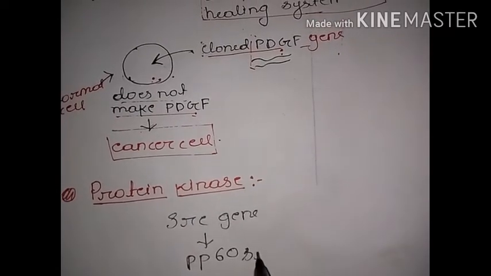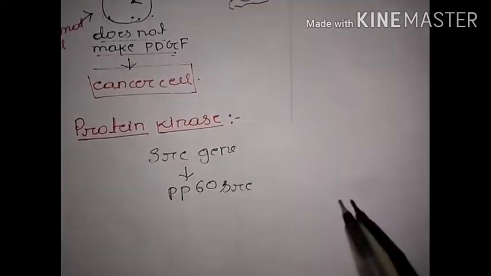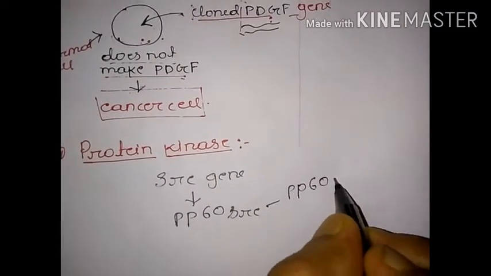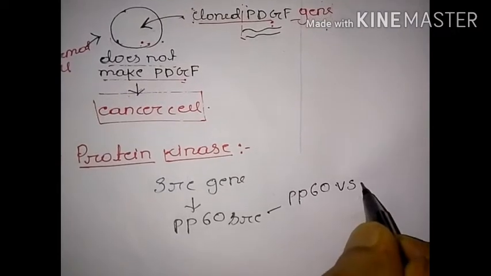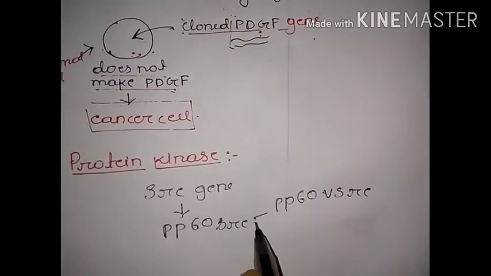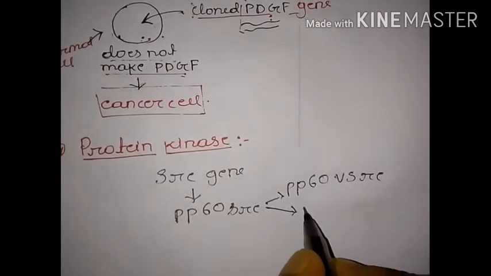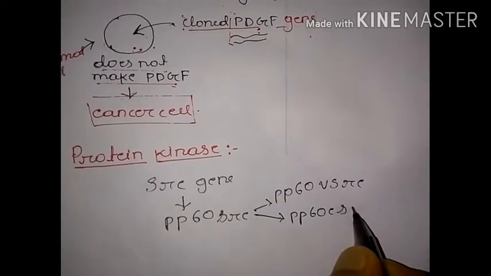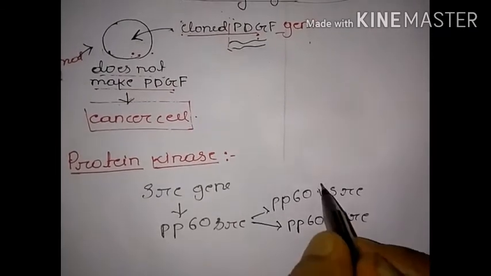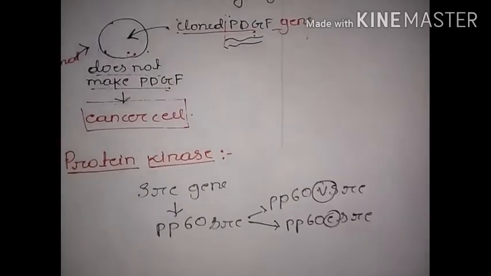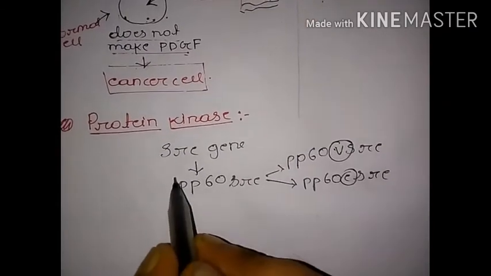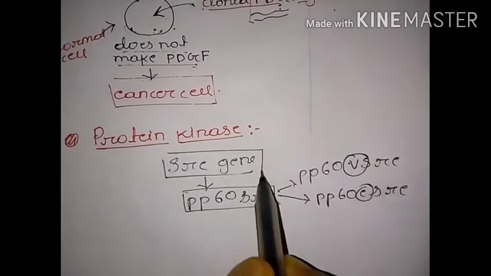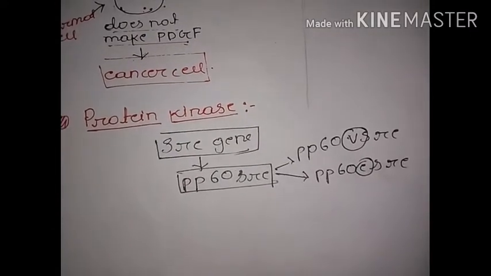The name of the protein is not important because there are two types: PP60 VSRC, this is viral SRC, the viral oncogene, and PP60 CSRC in case of cellular SRC. So this is viral SRC, this is cellular SRC. The name of the protein is not that important, but you have to remember that the name of the gene is SRC.